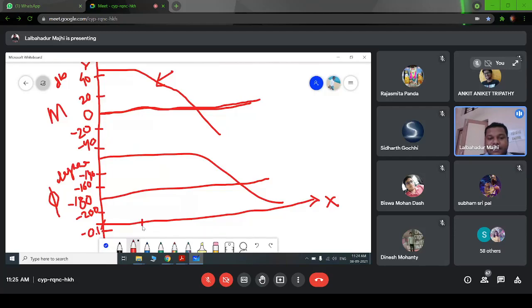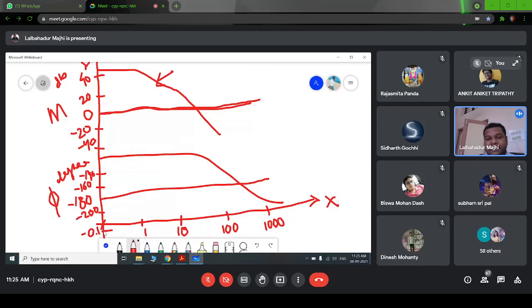Similarly, this will be 1, this will be 10, and this will be 100. In our x-axis this is a logarithmic scale, but the y-axis is a linear scale. That is why it is known as semi-log graph paper, a semi-logarithmic graph paper.